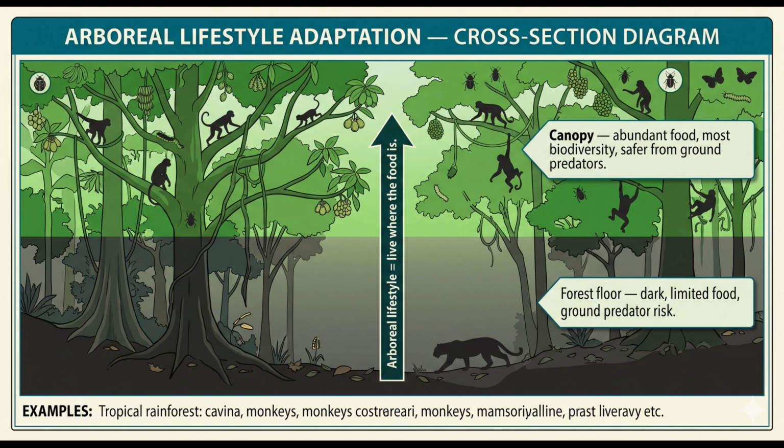Challenge. The forest floor is dark, has limited food, and exposes animals to ground-level predators. Most food, fruit, leaves, insects, and other animals, is concentrated in the well-lit canopy, where 80% of the forest's species live. Mechanism. Living in the trees gives the animal direct access to abundant canopy food resources while removing it from most ground-level predators. The physical adaptations, strong grip, flexible shoulders, long arms, allow safe, efficient movement through the branches. Examples include howler monkeys, orang-utans, sloths, and red-eyed tree frogs.